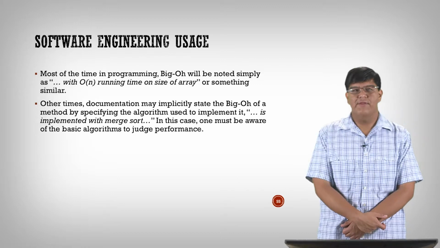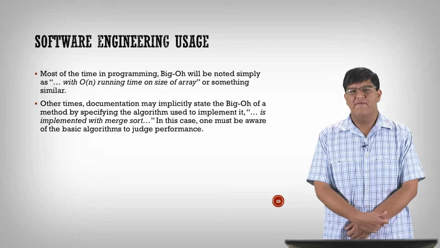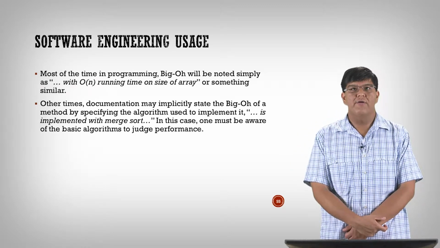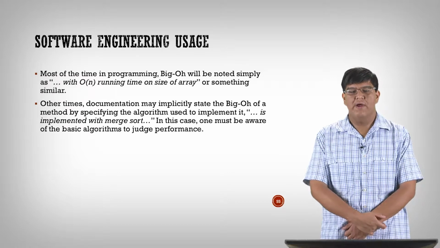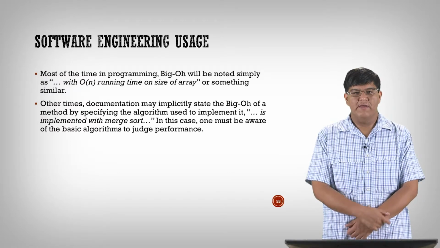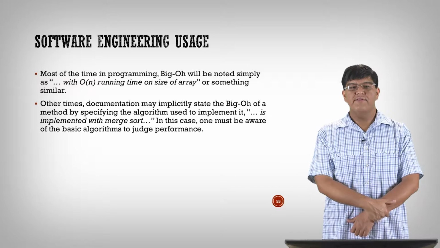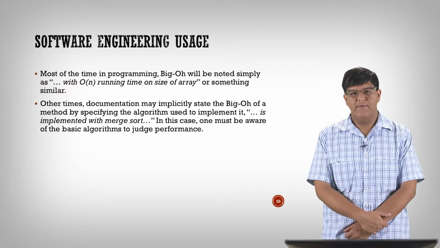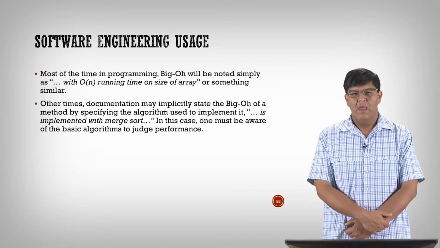The other way you may see big O is implicitly. People will have this library function, and the description will say so and so, and then they'll say something like, this was implemented with merge sort, or this was implemented with quick sort, or whatever.